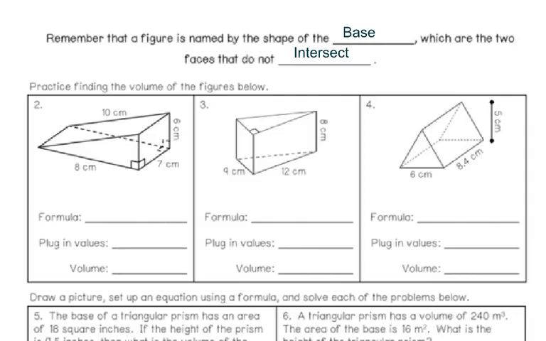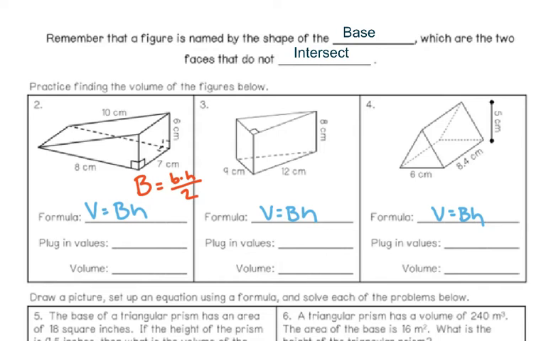On the back, we've got to remember that a figure is named by the shape of the base, which are the two faces that do not intersect. So we're going to practice finding the volume of these figures below. The formula is going to be the same: volume equals big B times H. Big B is also going to be the same formula: base times height of our triangle divided by 2.